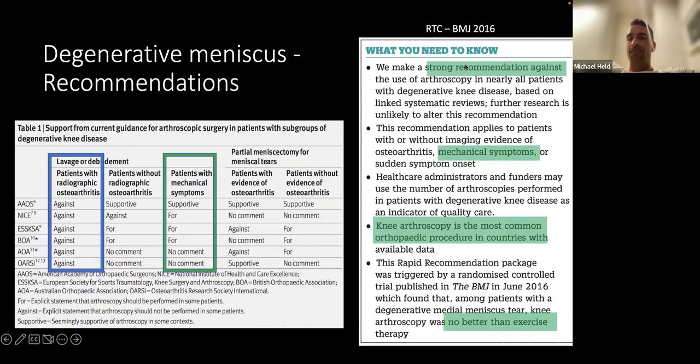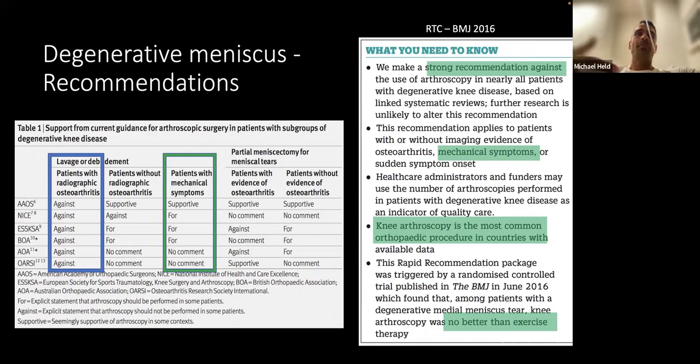which says there's a strong recommendation against the use of arthroscopy in nearly all patients. The recommendation applies to patients with or without imaging evidence of osteoarthritis or mechanical symptoms. So they even say, don't worry about the mechanical symptoms, it just doesn't make a difference. They know that it's the most common orthopedic procedure, and they find that arthroscopy is not better than exercise. So that's the randomized controlled trials.